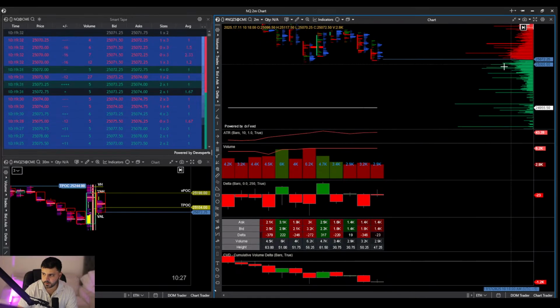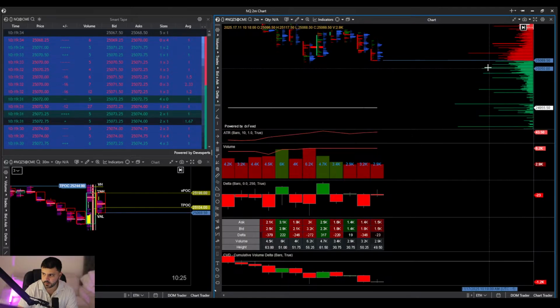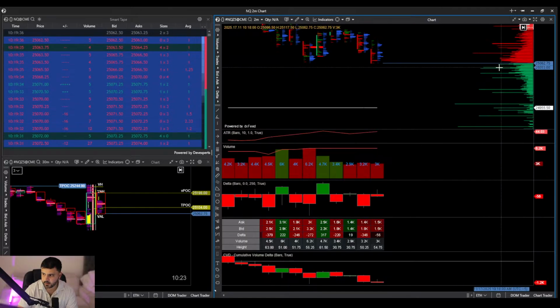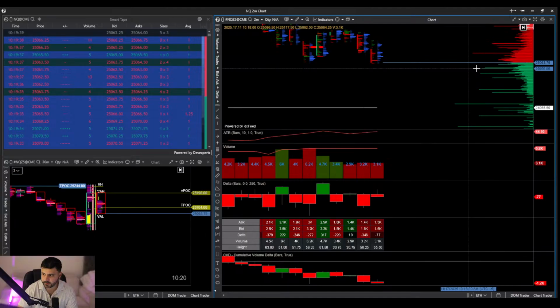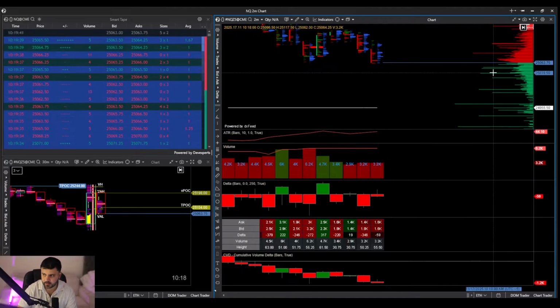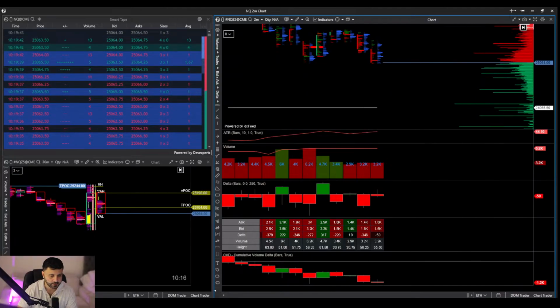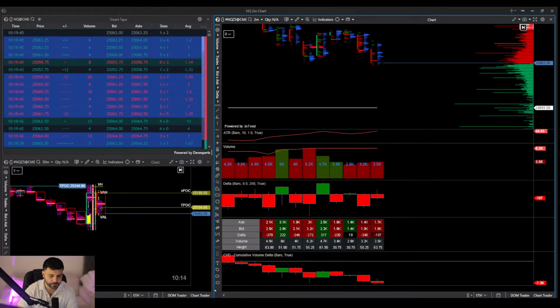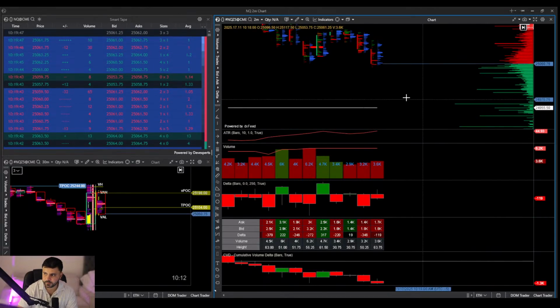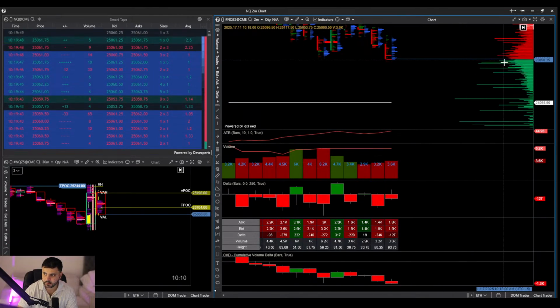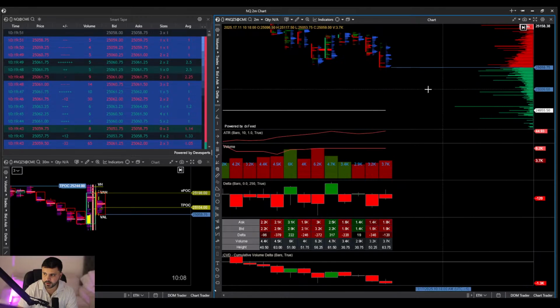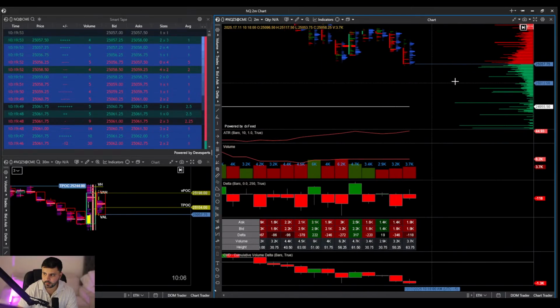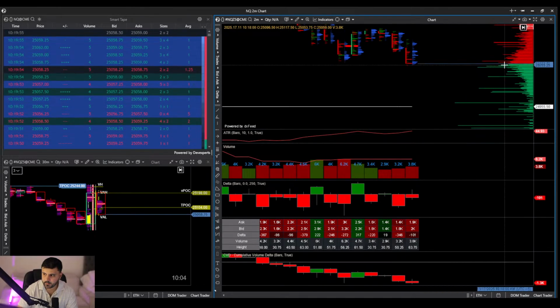Look at how the book is moving. You see the book? They're moving out of the way. You see how they're cancelling these bars. They're pulling back. Yeah, you see that? That's called spoofing. They're not real orders. They're making you think that they're going to protect this level, but they're not. Look at them.